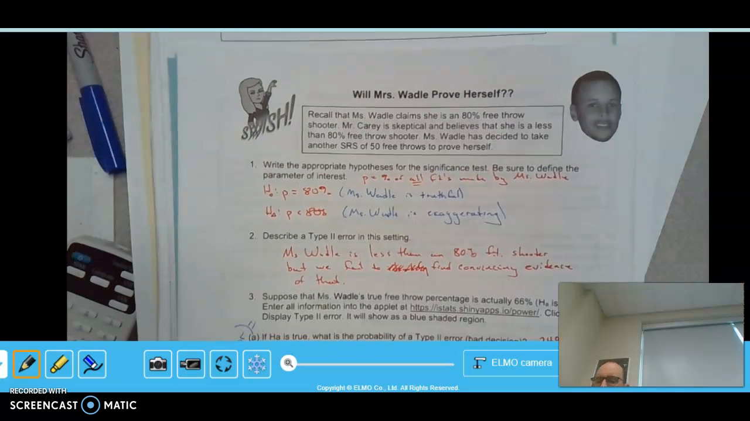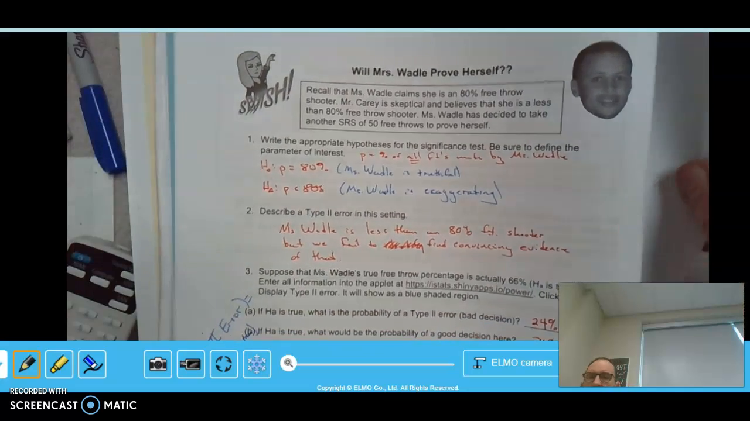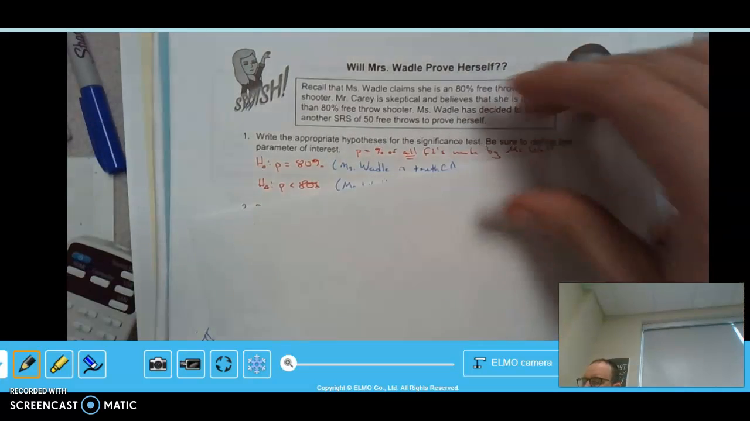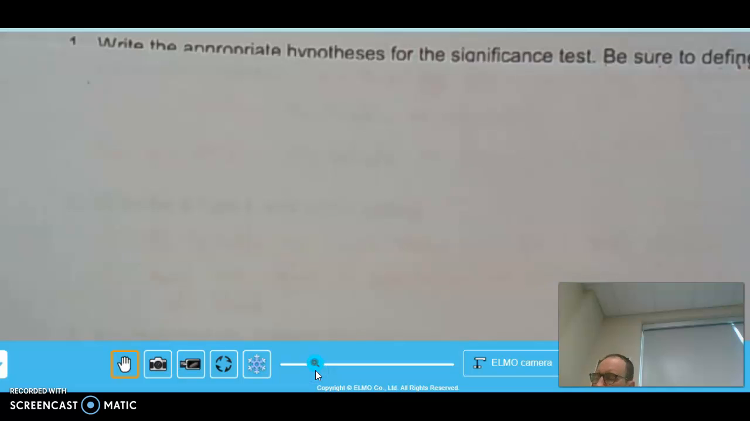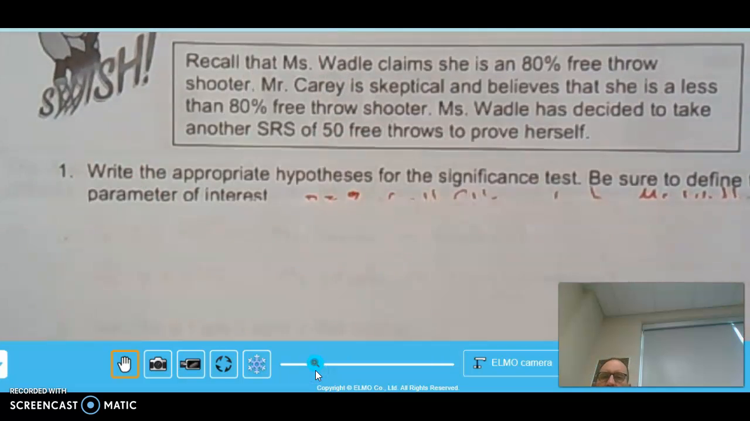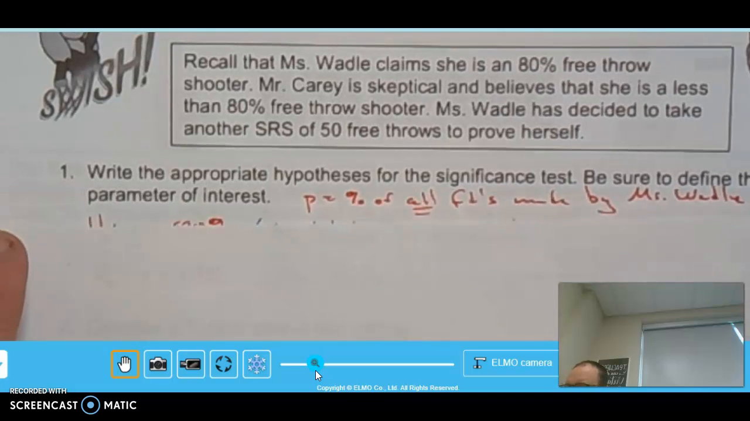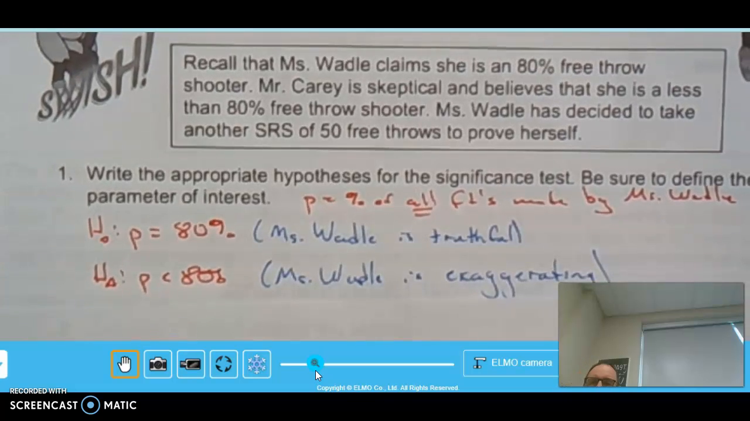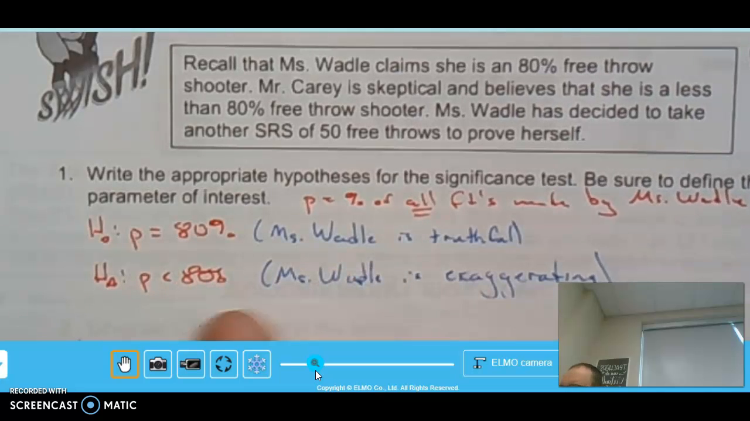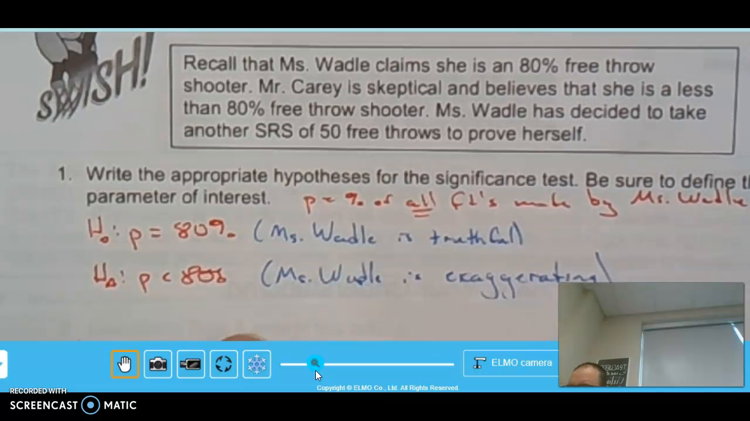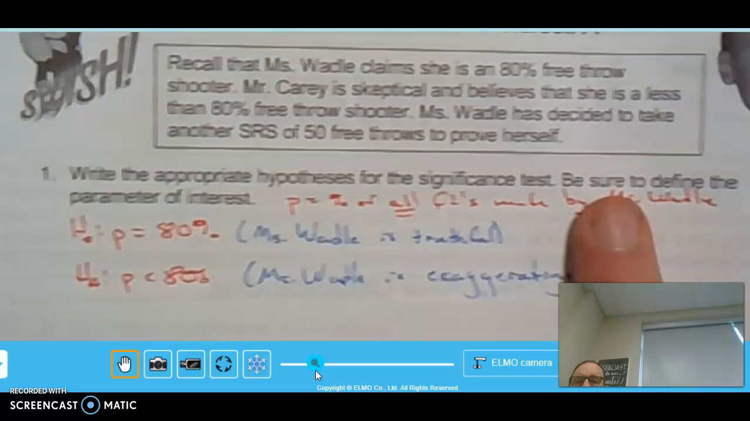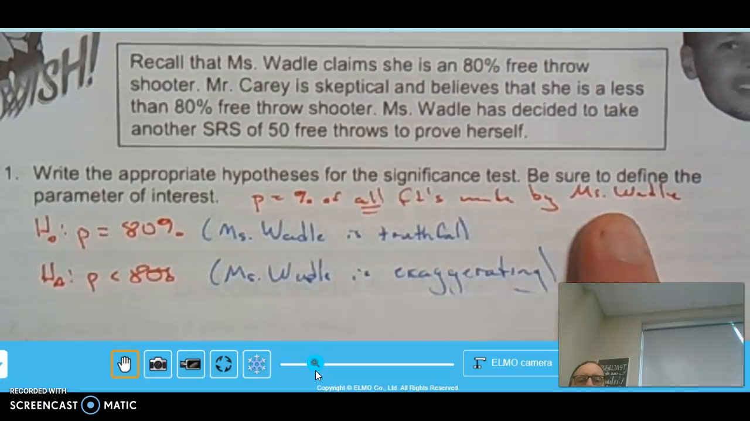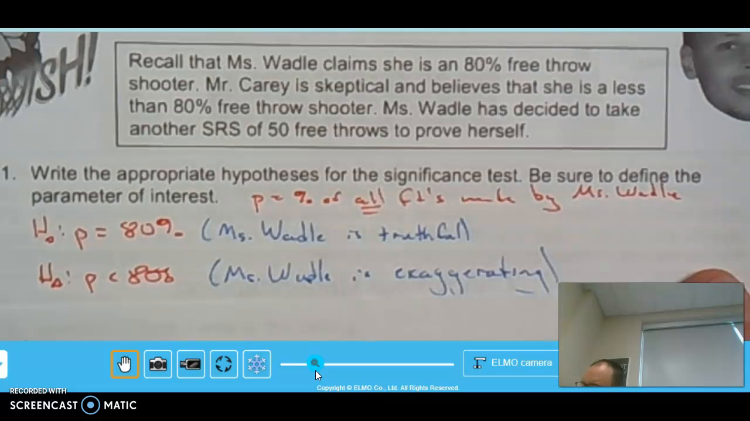So to do that, we're going to go back to where we started. We started this unit talking about Ms. Wadley claiming that she was an 80% free throw shooter. And I suspect that perhaps she's less than an 80% free throw shooter. So this is my suspicion. Remind you that when we did this, we said that either she is truthful or perhaps she's exaggerating and she's really less than an 80% free throw shooter. And we had her shoot 50 free throws just to test the conjecture that the percentage of all free throws that she made was 80%.